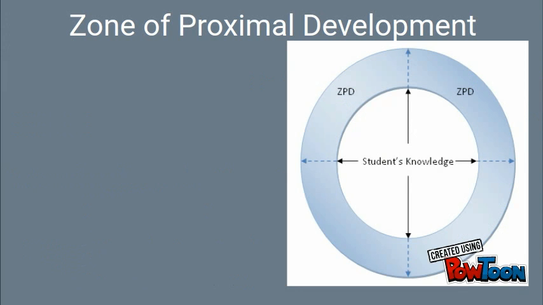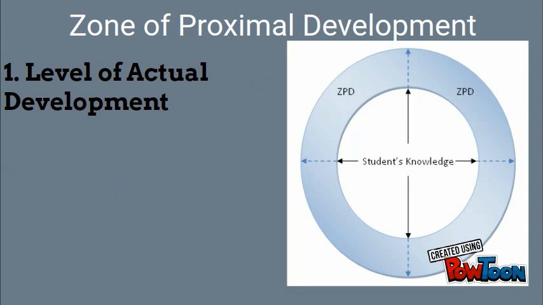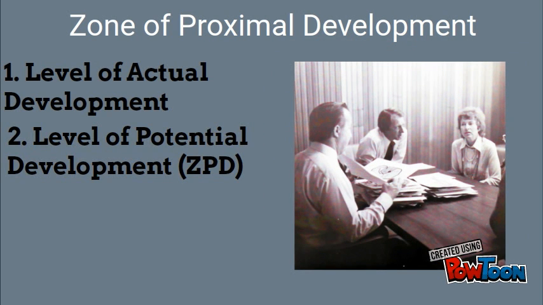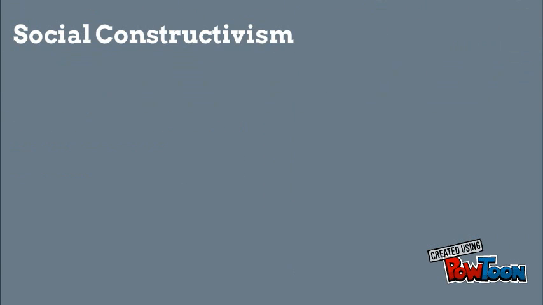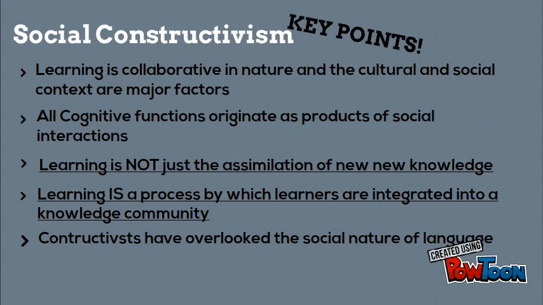Key to understanding Vygotsky's theory of social constructivism is the concept that learning occurs at two development levels. There's the level of actual development, where a learner can master a skill or concept independently, and the level of potential development, also called the zone of proximal development, where learners master concepts and skills only with the help of teachers and peers.